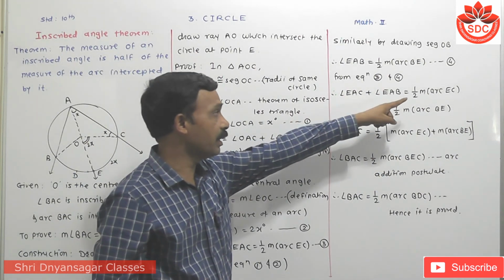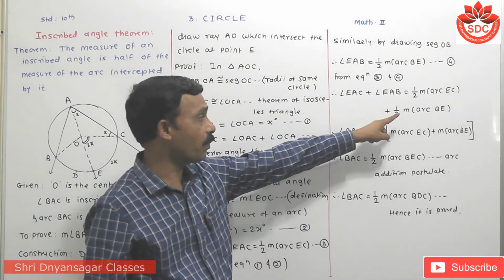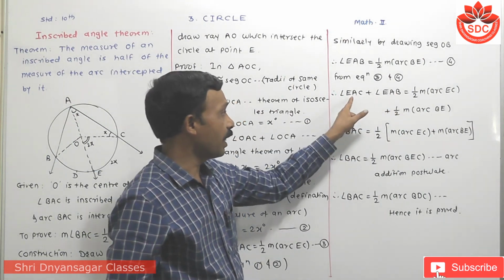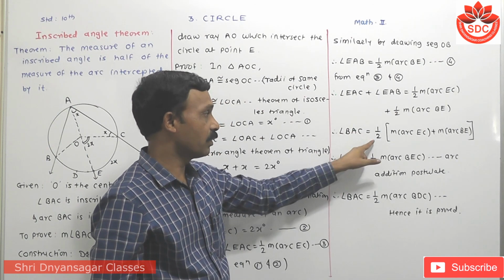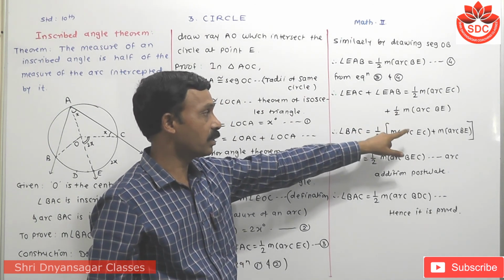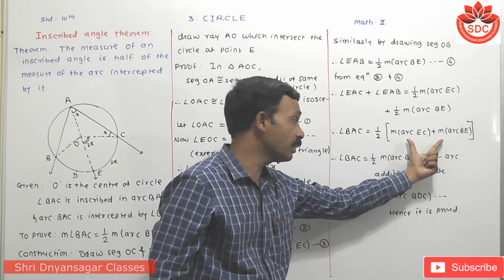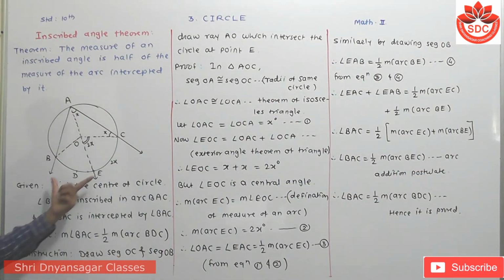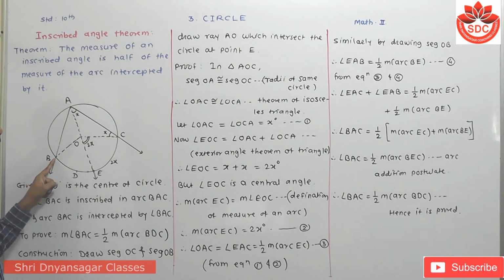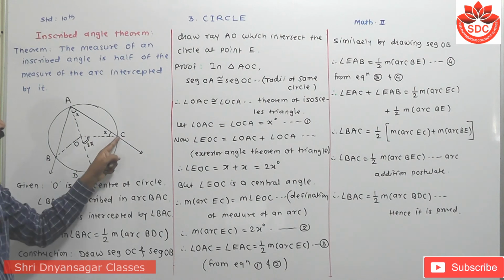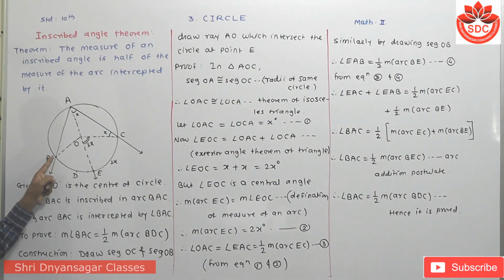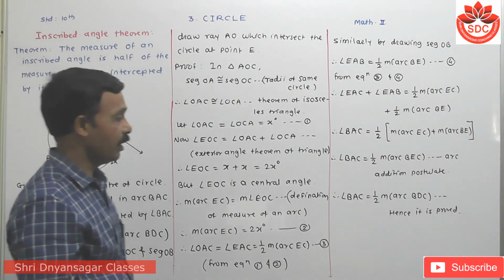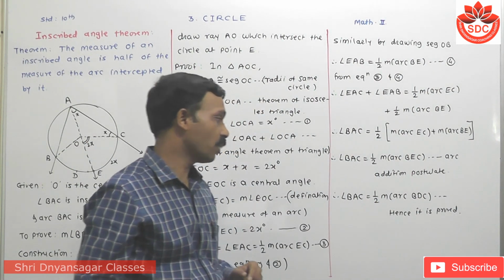When we add them, we get half of arc EC plus half of arc BE. Then by the angle addition postulate, angle EAC plus EAB is BAC, equal to half of the measure of arc EC plus measure of arc BE. By the arc addition postulate, EC and BE together is BEC, and BEC is also renamed as BDC, so BAC is equal to half of the measure of arc BDC.